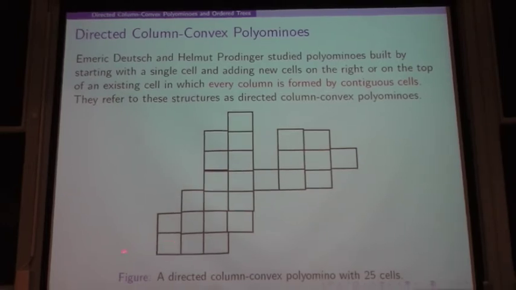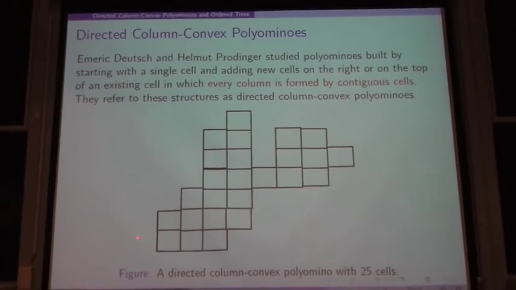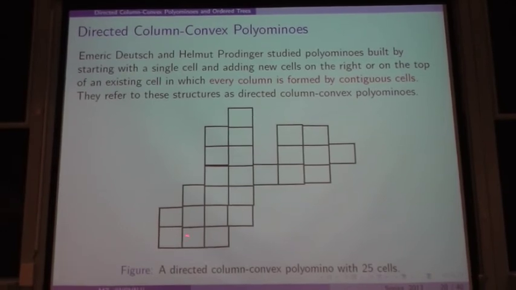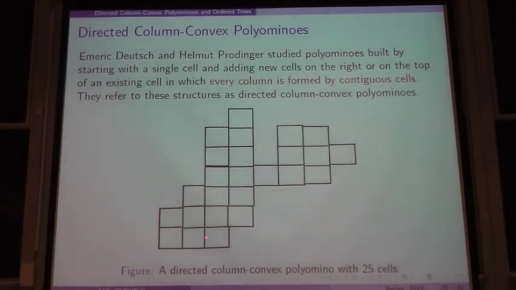All you have to do is you start with a single cell. You are allowed to add cells either on the top or to the right. That's the only thing you are allowed to do to form the so-called directed column convex polyominoes. You start with a single cell and you add either to the right or to the top. So here the requirement is that every column that you form is going to be made of contiguous cells. And this is just an example of a directed column convex polyomino with 25 cells.